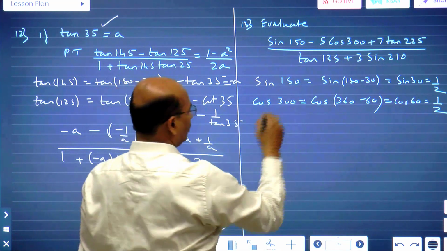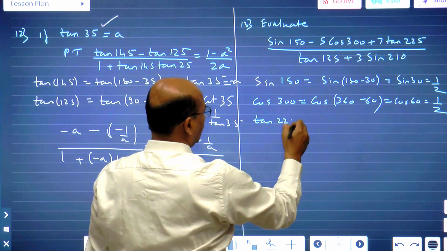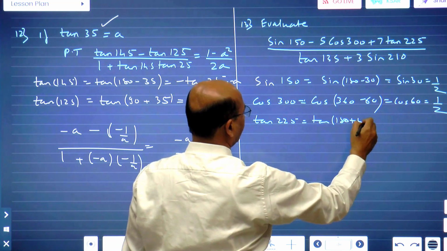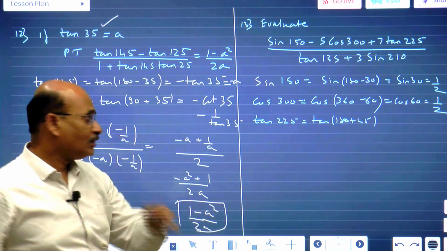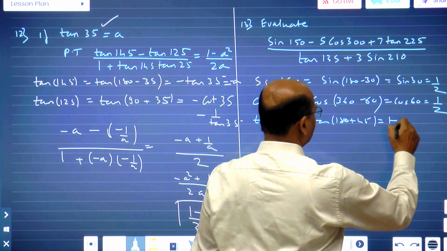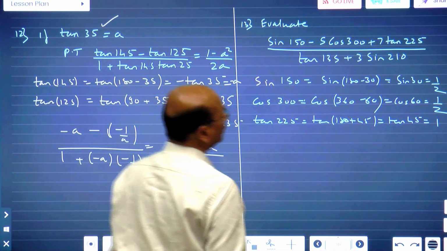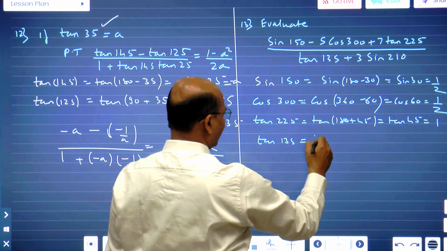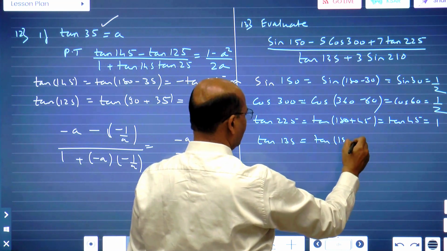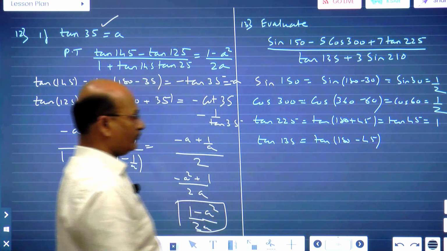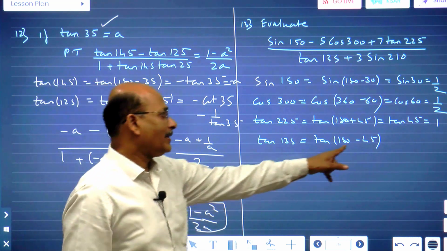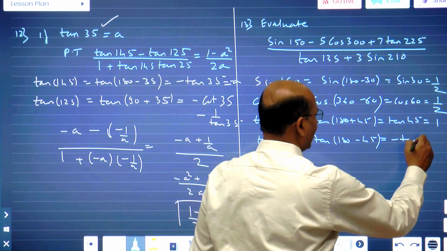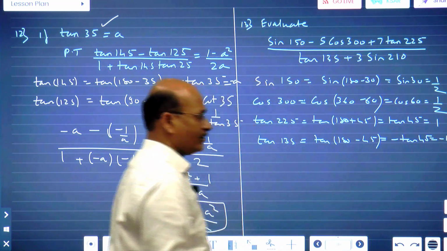Similarly, let us take tan 225. Tan 225 I can write tan of 180 plus 45. Now 180 plus 45 is third quadrant, tan will be positive. So it is tan 45, answer is 1. Similarly, I want tan 135. I can write this as tan of 180 minus 45. So 180 minus theta is second quadrant, tan will be negative. So minus tan 45, answer is minus 1.